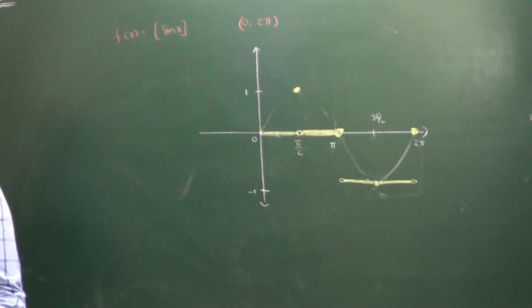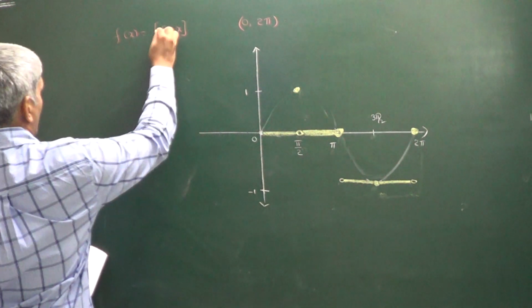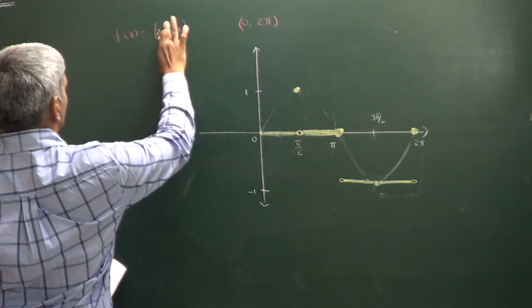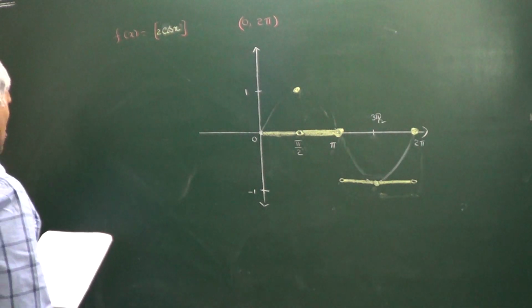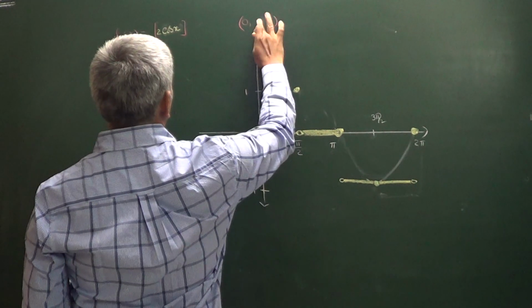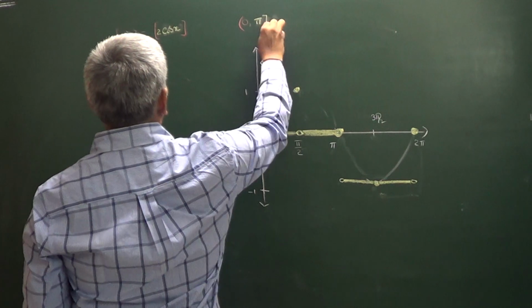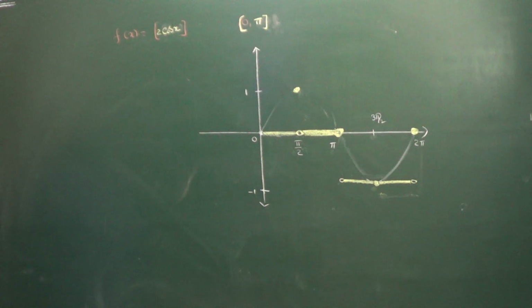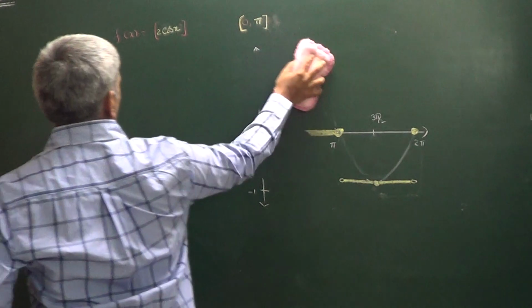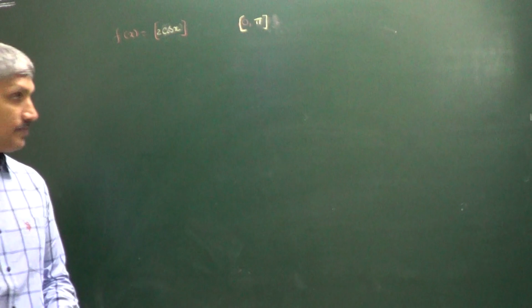Now can you tell me what about the discontinuity of the function f of x equals, suppose here, the integral part of 2 times cos x is given. F of x is equal to the integral part of 2 cos x, and the interval is also changed here, from 0 to pi, but this time they have given the closed interval 0 to pi.